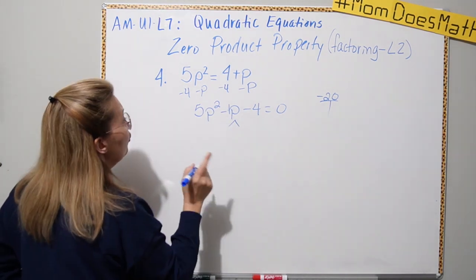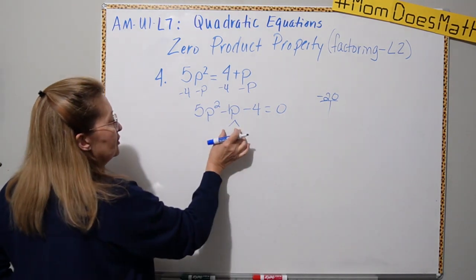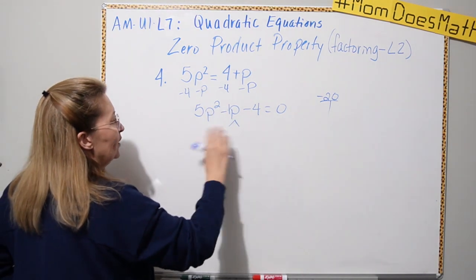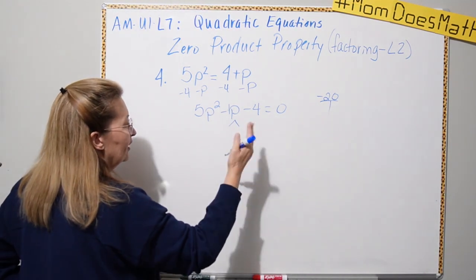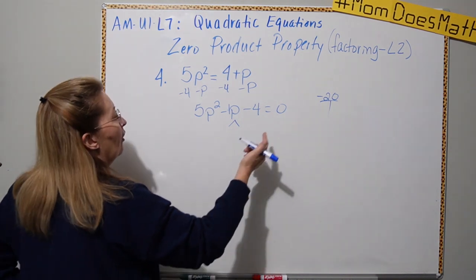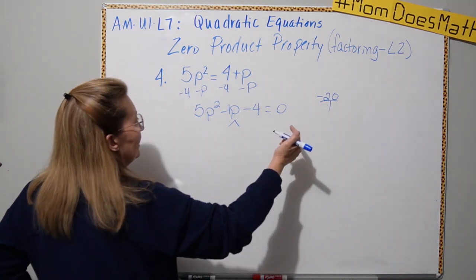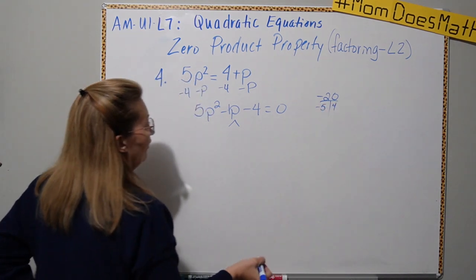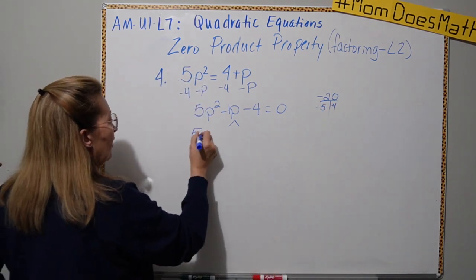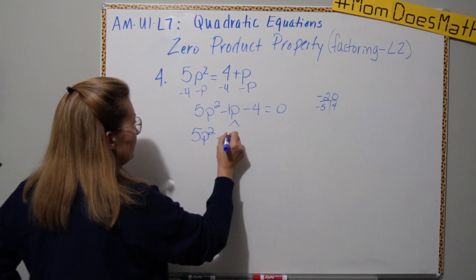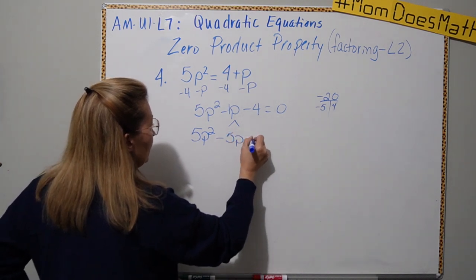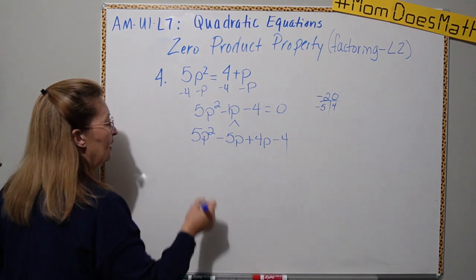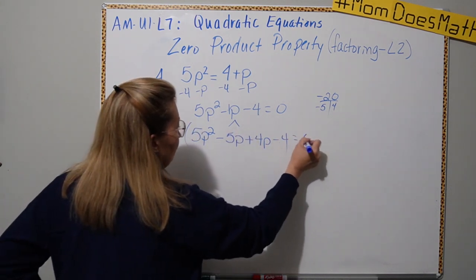Now remember, the goal behind the AC method is to split this middle term into 2 terms so that we have a 4-term polynomial, and then we can factor by grouping. All right, the pair that's going to multiply to give me negative 20 but add up to give me negative 1 is negative 5 times 4. So I'm going to rewrite this as 5p squared minus 5p plus 4p minus 4. Okay, and then this is equal to 0.